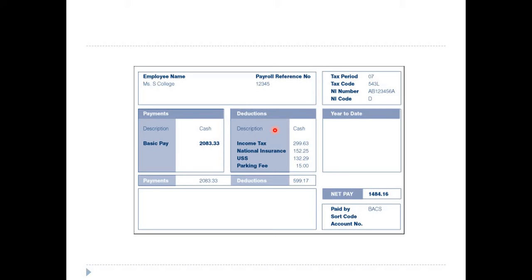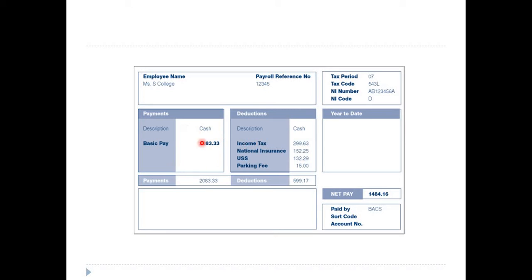However, here we've got some deductions. And deductions means things that are taken away. If you deduct something, you take it away. So here we've got income tax. They've been taxed £299.63 from their basic pay. Their national insurance, they've been charged £152.25. USS, £132.29. And a parking fee of £15.